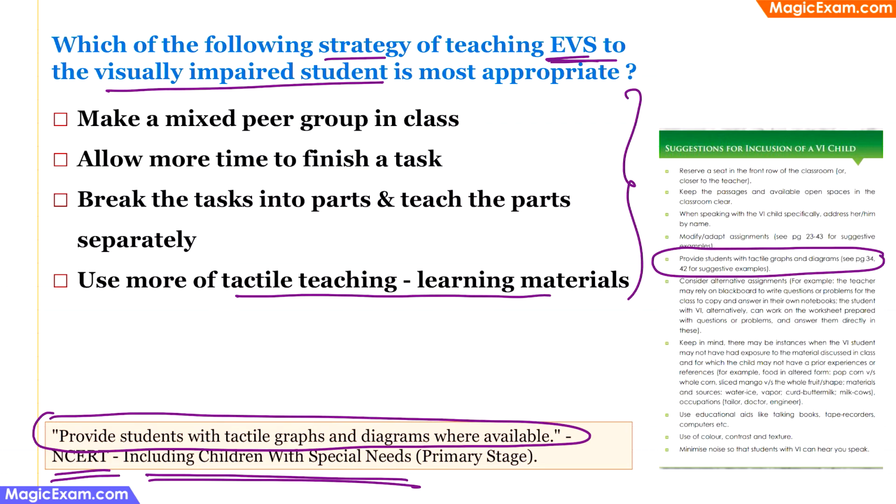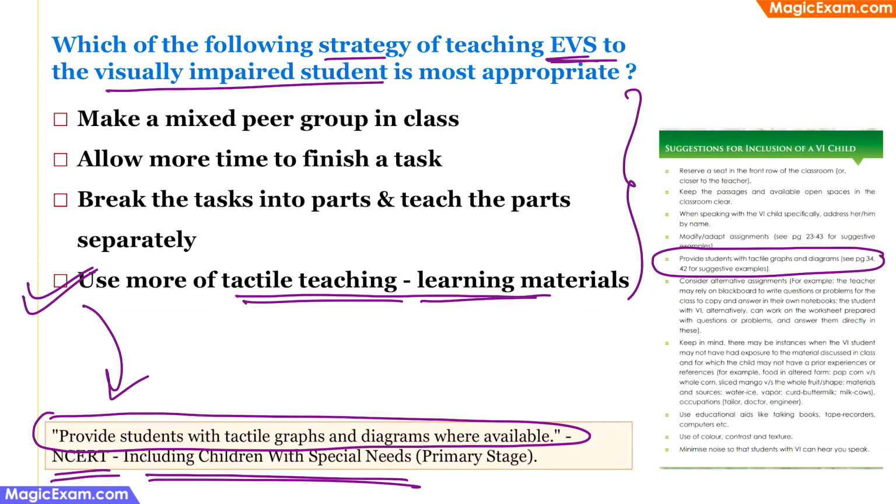So tactile teaching and learning materials are those materials which children with, say, visual disabilities can touch and feel and can use for learning. For example, there might be braille documents, or there might be other teaching tools which can be read by mere touch or feel. So such tactile teaching and learning materials are supposed to be used. So this has to be the correct answer here, and this is also correct as per the theory.